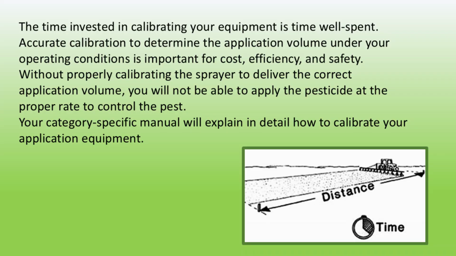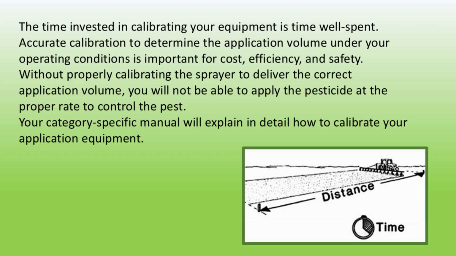The time invested in calibrating your equipment is time well spent. Accurate calibration to determine the application volume under your operating conditions is important for cost, efficiency, and safety. Without properly calibrating the sprayer to deliver the correct application volume, you will not be able to apply the pesticide at the proper rate to control the pest. Your category-specific manual will explain in detail how to calibrate your application equipment.